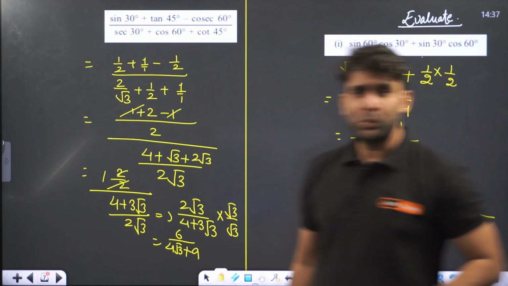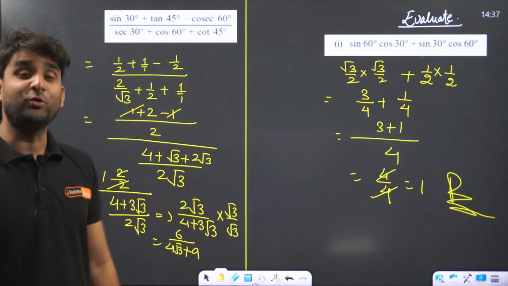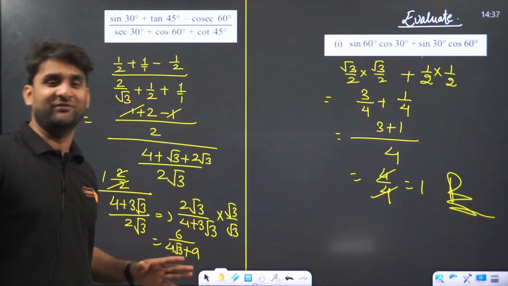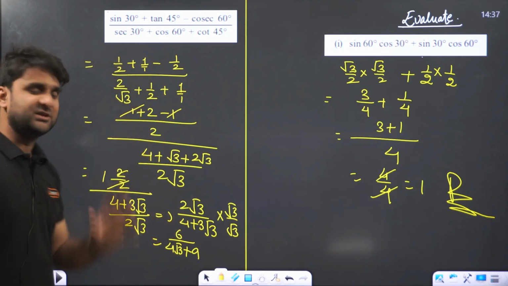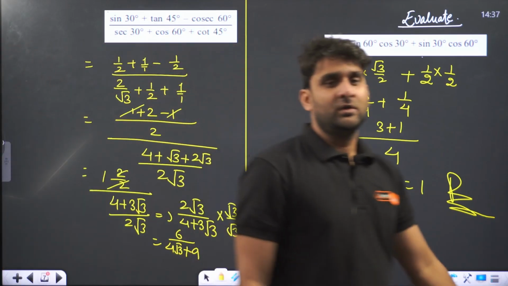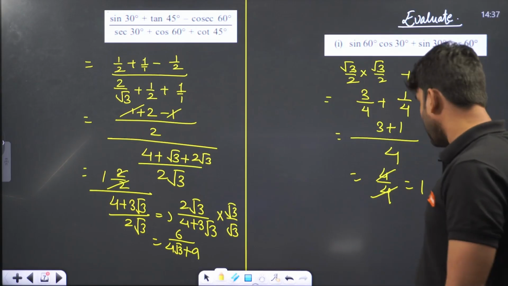Clear everyone? If you want to simplify more, you can simplify again. You can rationalize this. Otherwise, you don't need to rationalize. Just keep it as it is. Clear? Now next.